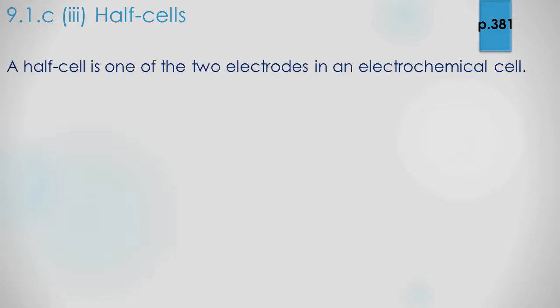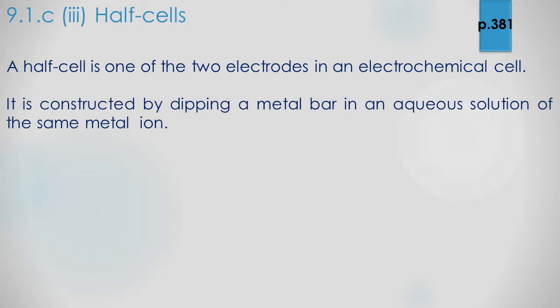Half cells. A half cell is one of the two electrodes in an electrochemical cell. So one cell is made up of two half cells. One will act as the anode, one will act as the cathode. So a half cell is one of these two half cells or one of these two electrodes. It is constructed by dipping a metal bar in an aqueous solution of the same metal ion.